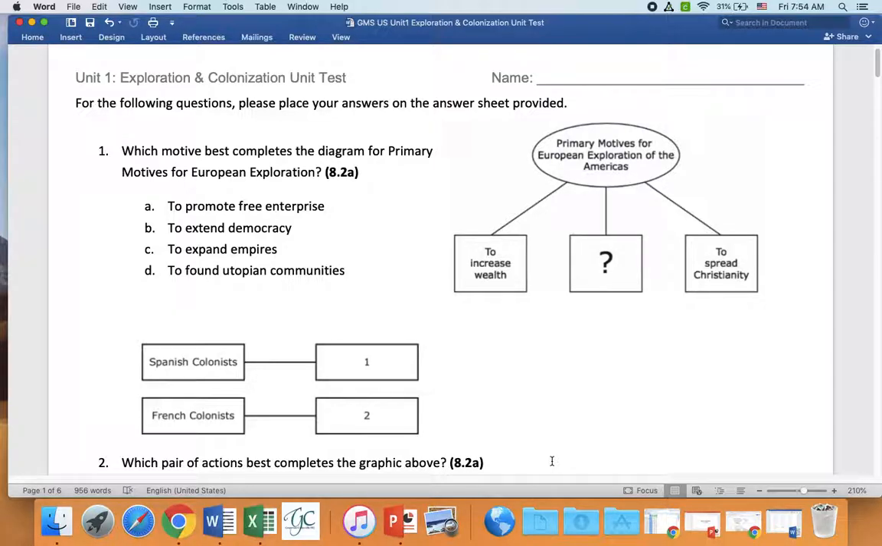So is the answer A, to promote free enterprise, B, to extend democracy, C, to expand empires, or D, to found utopian communities?